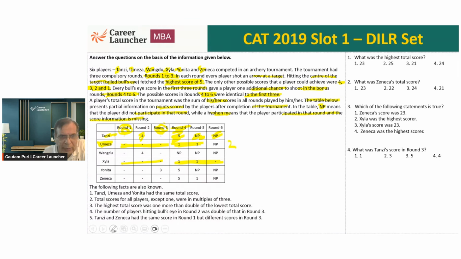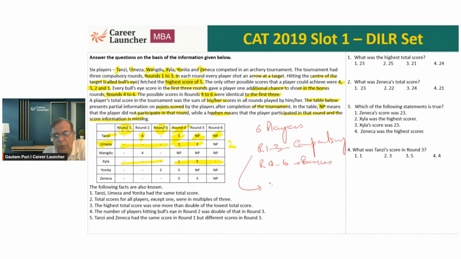Okay, so let me just write it down for the benefit of everyone. So 6 players. Okay, round 1, 2, 3 compulsory. Round 4 to 6 are bonus rounds. Okay, round 1, 2, 3 every bullseye. Bullseye means 5 points. Every bullseye in round 1, 2, 3 implies 1 extra round. Okay, 1 extra round in round 4, 5, 6.